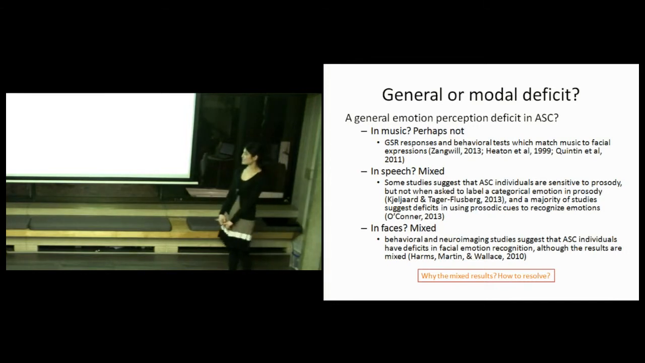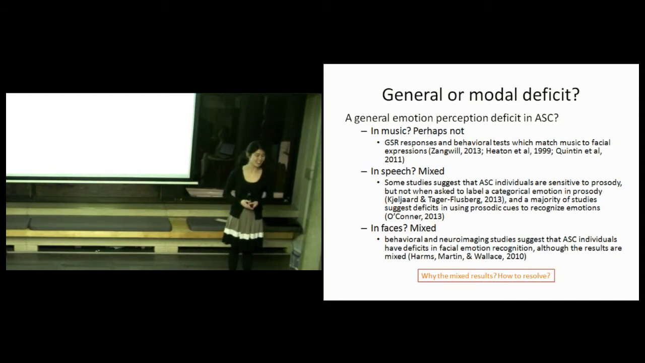Some studies suggest that autistic individuals are sensitive to prosody, which is inflection and the emotional content that's given off through inflection in voice and stress, but not when asked to label categorical emotions. A majority of studies show that they do have deficits in using prosodic cues to recognize emotions. And in faces, behavioral and neuroimaging studies suggest that ASC individuals have deficits in facial emotion recognition, but again, the results are mixed.